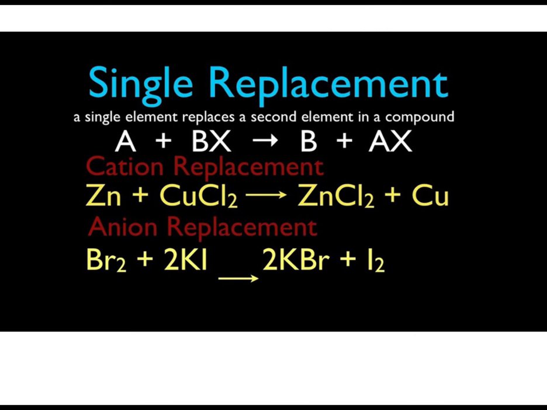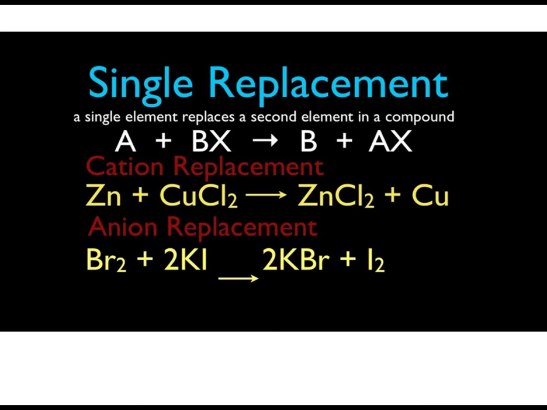The element that is now free used to be part of the compound. The compound we have now is a new compound, but only one is replaced. So if you see a compound and a single element, it's pretty certain that you have a single replacement reaction. An example of this would be zinc plus copper chloride forms zinc chloride and frees the copper.